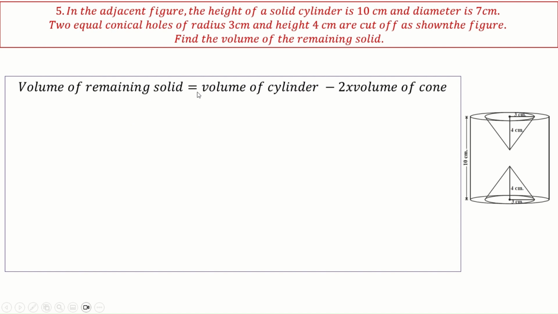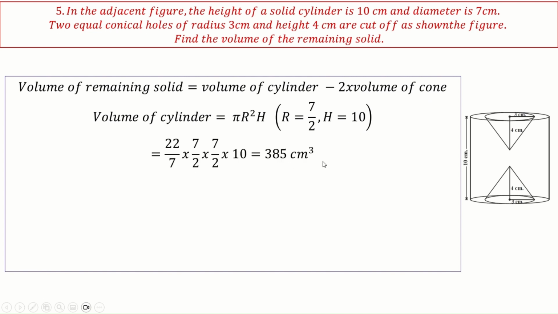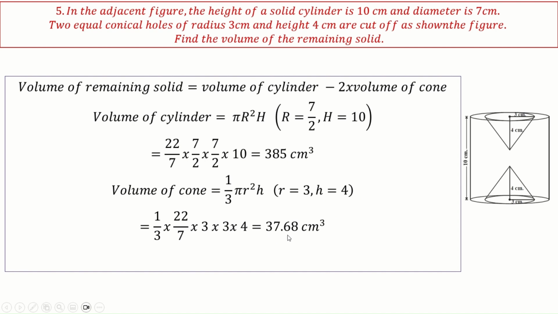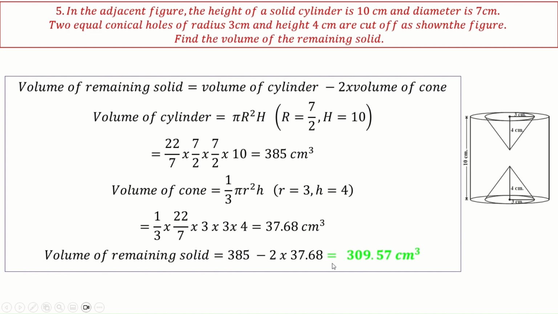Volume of remaining solid is equal to volume of cylinder minus twice the volume of cone. Volume of cylinder is pi r square h, where r is 7 by 2, h is 10. So you will get 385 centimeter cube. Volume of cone is 1 by 3 pi r square h. r is 3 and h is 4. So you will get 37.68 centimeter cube. Volume of remaining solid is 309.57 centimeter cube. Okay. Next.